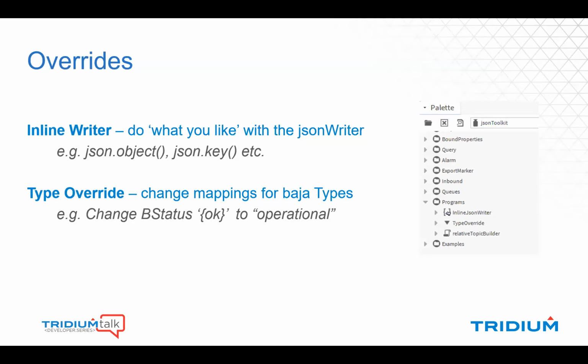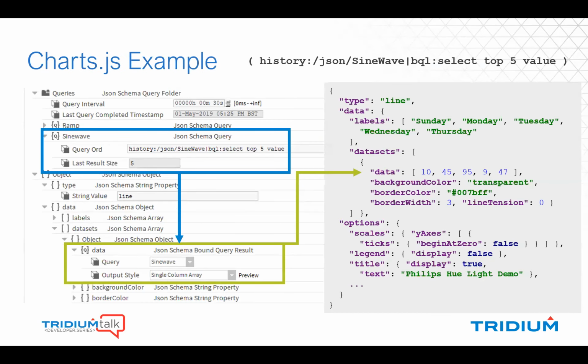And secondly, the type override allows for customization in how the schema maps Baja types to JSON. For example, a Niagara BStatus of OK might need to be operational in a given protocol, or perhaps some logic will decide. So let's look at this in practice with a charting example. Other libraries are available and subscription via BajaScript is not covered in this session.